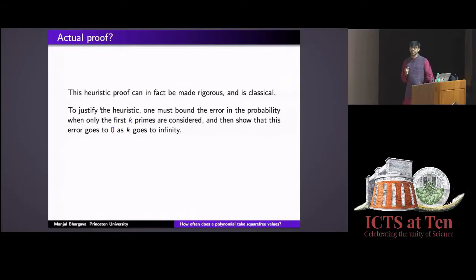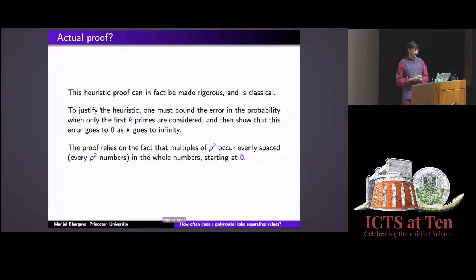And the key ingredient in showing that the error goes to 0 is this simple property of the whole numbers that you're trying to sieve out, those numbers that are multiples of p squared. And the nice property of the whole numbers is that multiples of p squared occur evenly in the whole numbers. They occur every p squared numbers, starting at 0. So you start at 0 as a multiple of p squared, and then all the other multiples of p squared come evenly every p squared numbers.